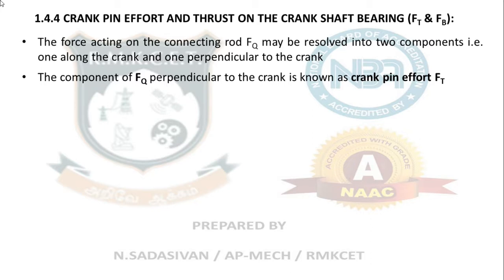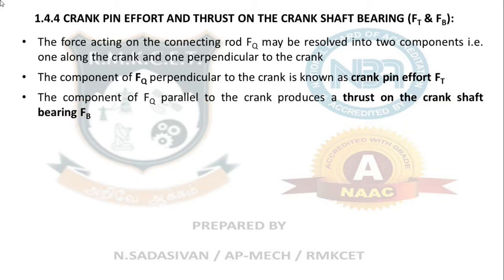The component which acts along the radius of the imaginary circle, the circle traced by your crank when it rotates, that is parallel to the radius of such a circle and is called the thrust on the crankshaft bearing. Okay, let us take a minute here. I will explain to you what this is.